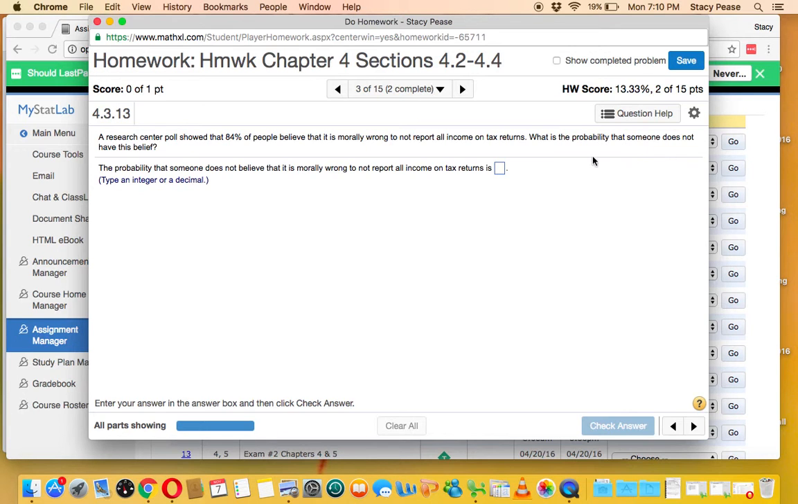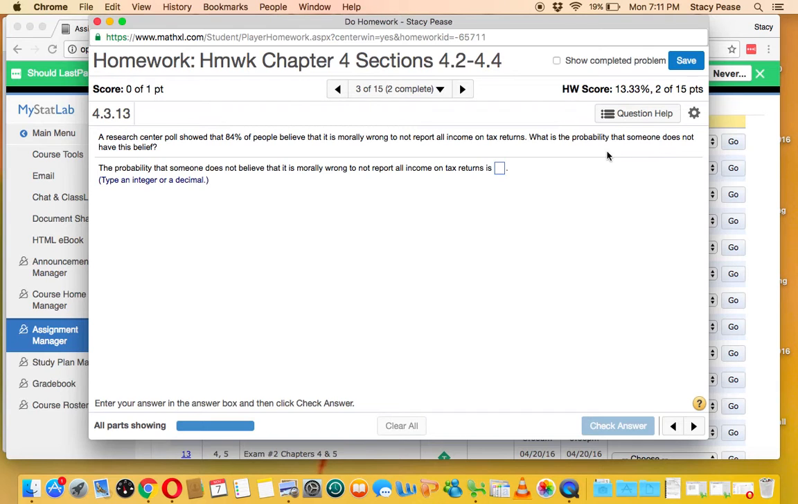So let's look at the information we're given. We're told that 84% of people think that it's morally wrong. So knowing that the people that think it's morally wrong and those that do not together must add to 100% of people, if 84% believe it's morally wrong, then if we take 100 and subtract 84, we're left with 16% that must not share that belief, in the sense that they don't believe it's morally wrong.